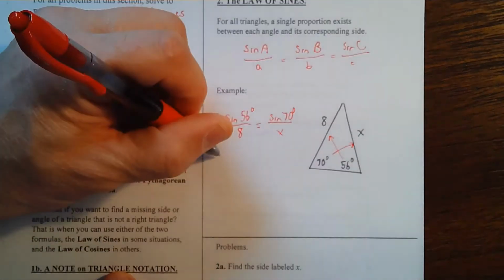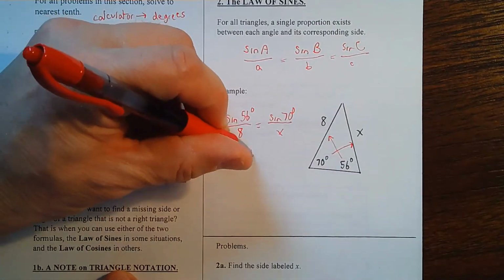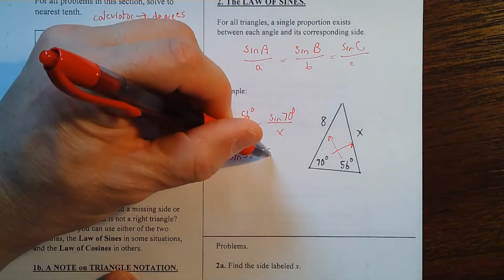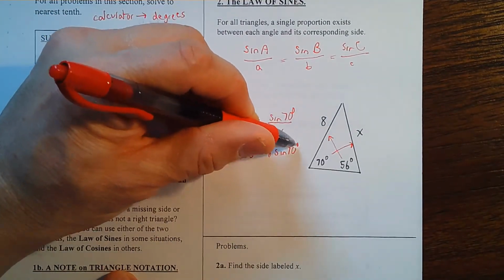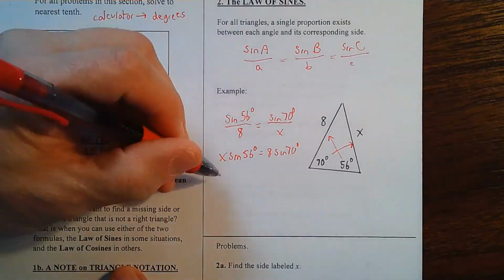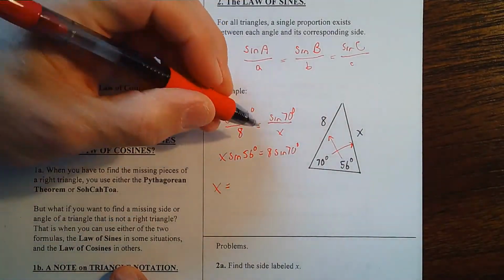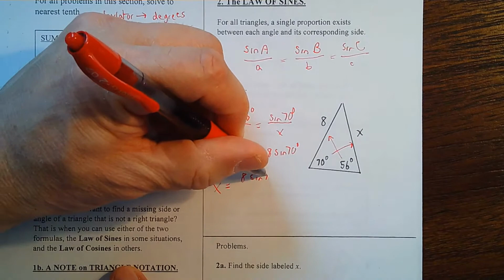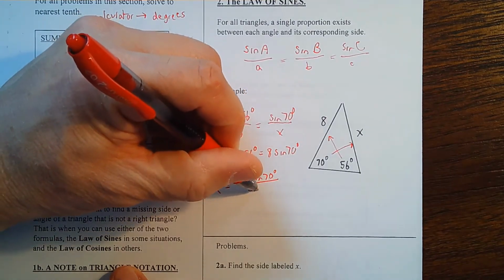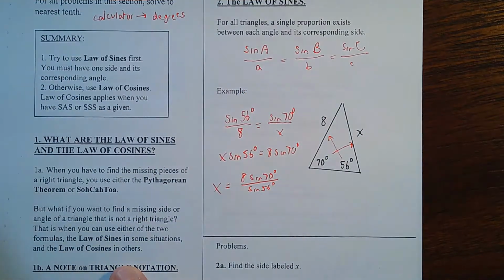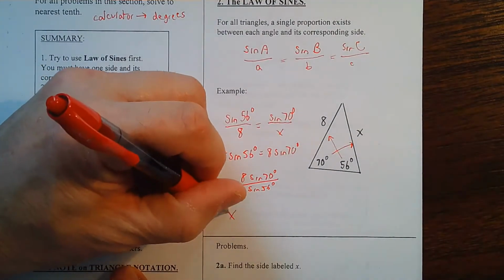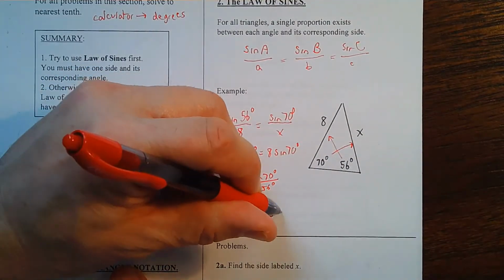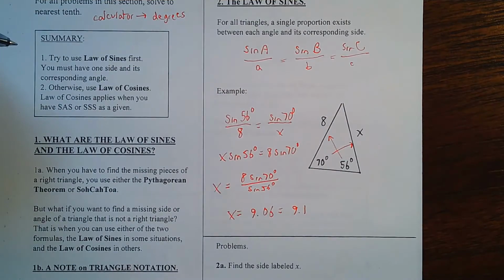We cross multiply. x sine of 56 degrees equals 8 times sine of 70 degrees. We're going to divide by sine of 56, so you get x equals 8 sine 70 over sine of 56 degrees. And when you run this through your calculator, I get x equals 9.06, or we'll round it to 9.1.